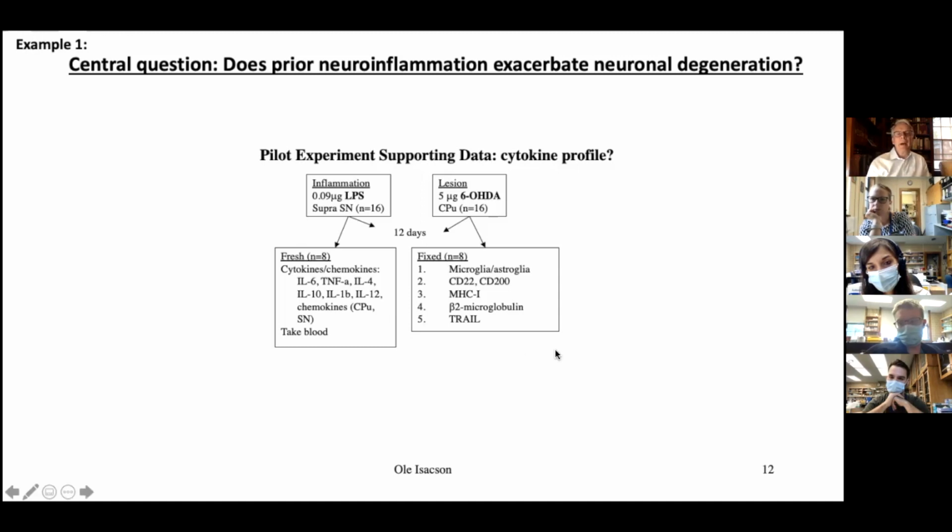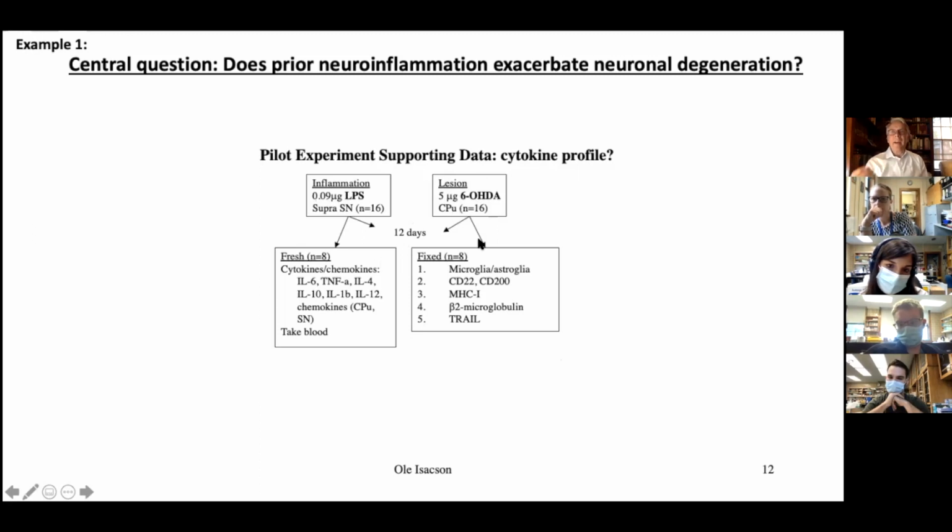So here, Penny found this design from a long time ago, where we did at first the pilot experiment. We had an inflammation by very low dose of LPS, we know it's the TLR4 receptor, over the substantia nigra. And then we also had about half or a third of the dose of 6-hydroxydopamine injected into the striatum. And then we waited 12 days.